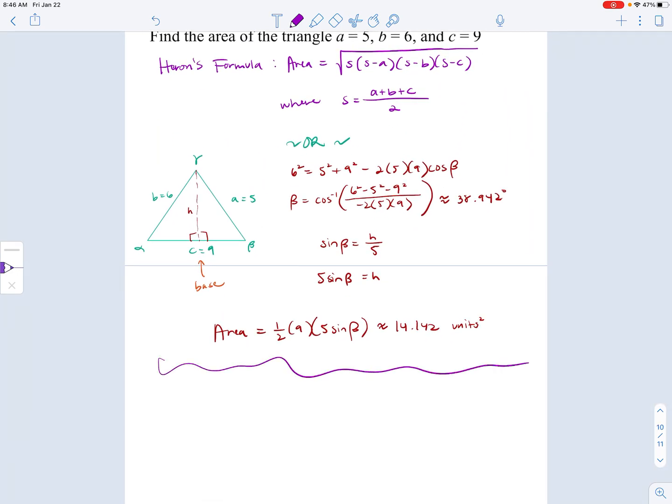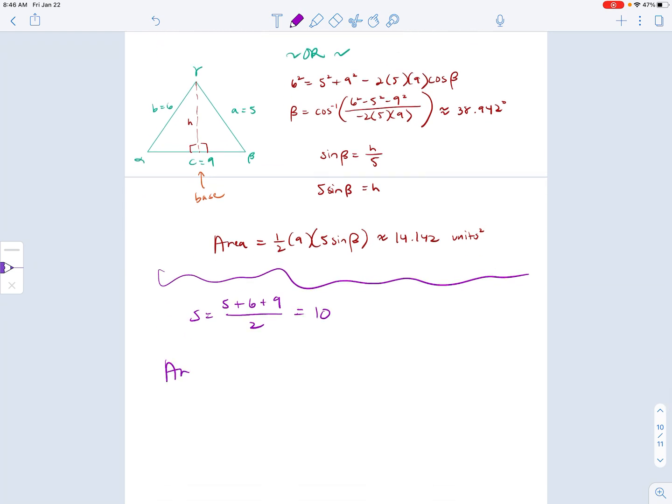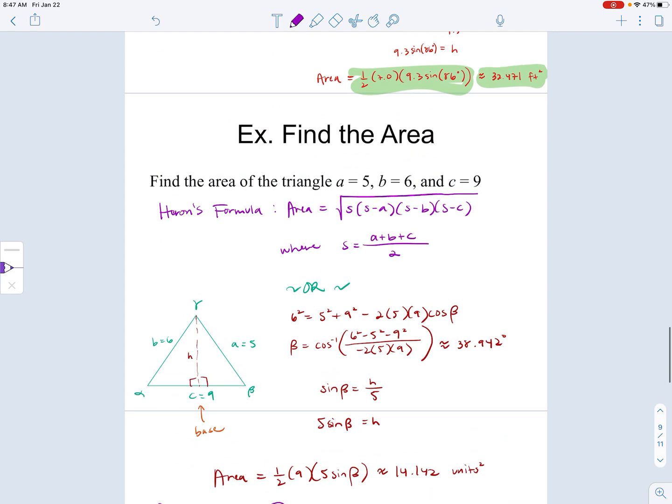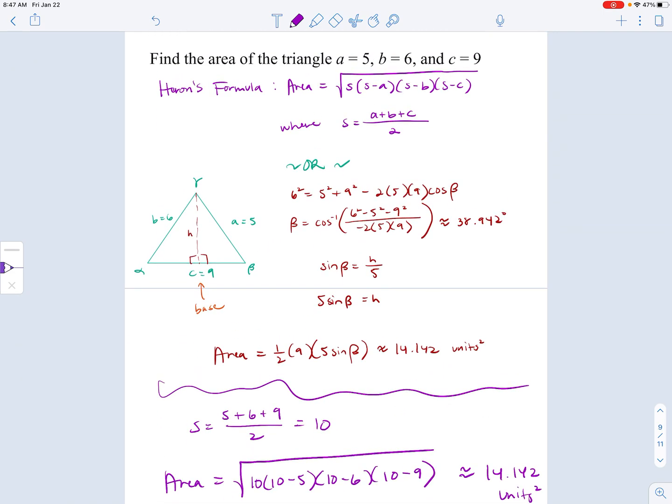Now, if you were using Heron's formula, you'd get the same thing. So if you're using Heron's formula, you would need to figure out what S is. So S would be 5 plus 6 plus 9 divided by 2, which is 10. So the area would be equal to the square root of 10 times 10 minus 5 times 10 minus 6 times 10 minus 9, which is approximately 14.142 units squared.